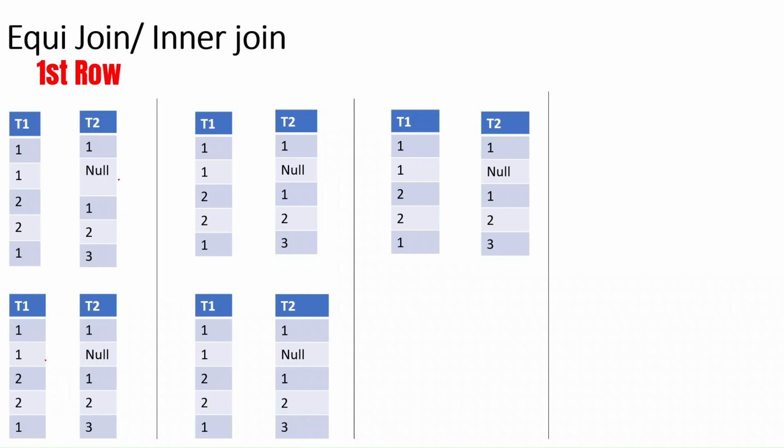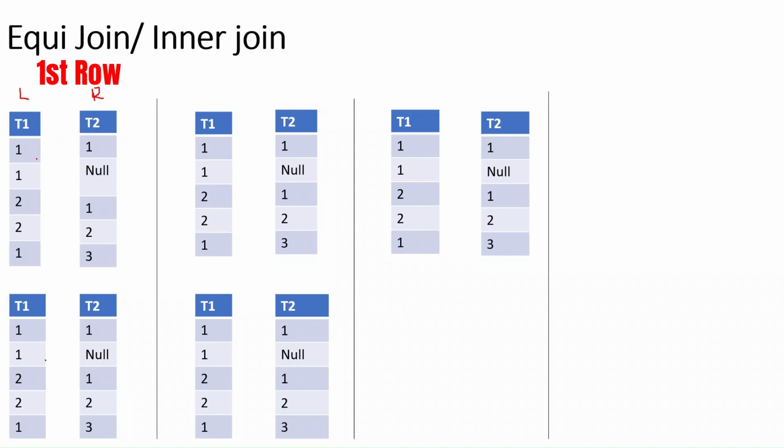Now we'll see how it is working. First we'll explain the inner join statement. In this, see the table T1 and the table T2. Consider this my left table and this my right table. Now let's make the inner join. We know that an inner join takes the matching rows and gives the result set.